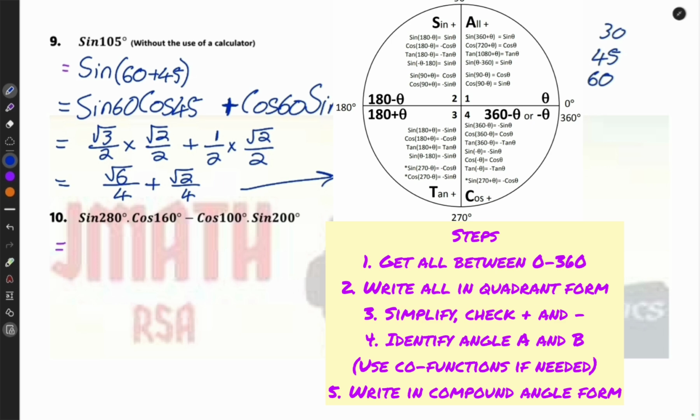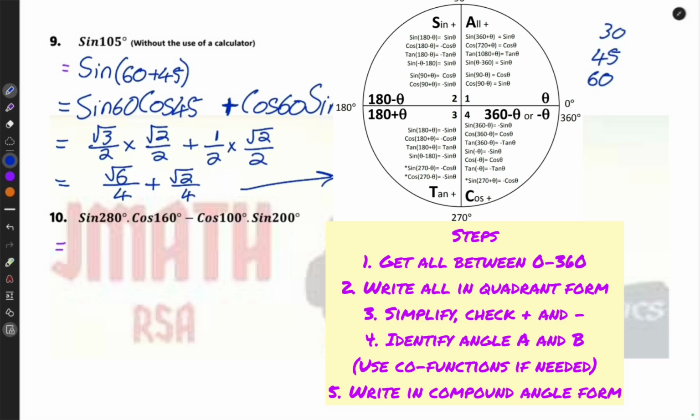Then step 4, I'm now going to identify, do I have two angles that are the same and another two that are the same? So A and B. If I don't, then normally you'll have to use cofunctions. So always keep an eye on your 4 set formulas and see which one is the closest you can get to. And then once you have that, you rewrite it as cos A plus B or sine A minus B. I hope these steps make sense and you can do these questions.